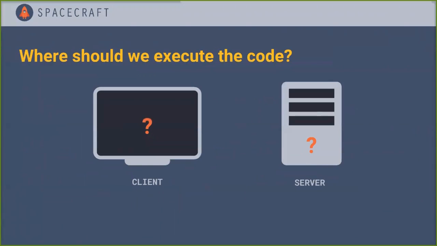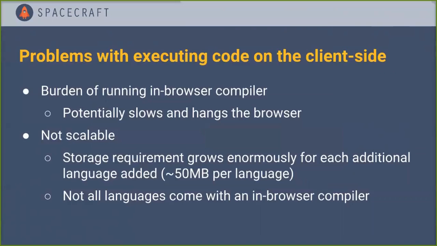And now with the client server architecture, I want to ask this question: where should we execute the code? We can execute the code on the client side or the server side. With each one, there are certain considerations that we have to think through. But the problem with executing code on the client side, which we explored a little bit, is that we basically have to run the entire runtime in the browser. What this means is that we're going to have the browser run Ruby or JavaScript or Python, and sometimes it can potentially slow down or even hang the browser.